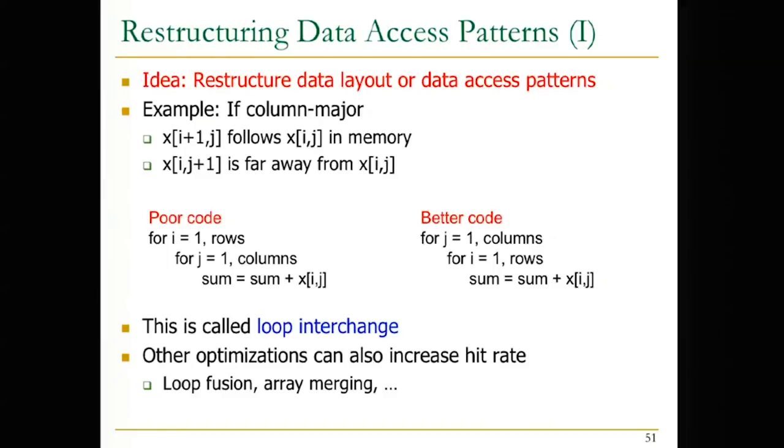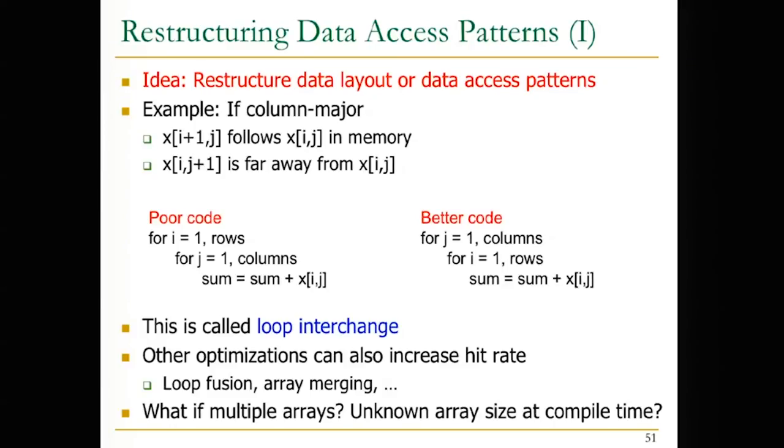Of course, this depends on your data layout. If your matrix is stored as column major, this is better code. If your matrix is stored as row major, then this is the better code, because the different columns of a row are consecutive in memory, so you really want to go through all of the columns of a row before going to the next row.